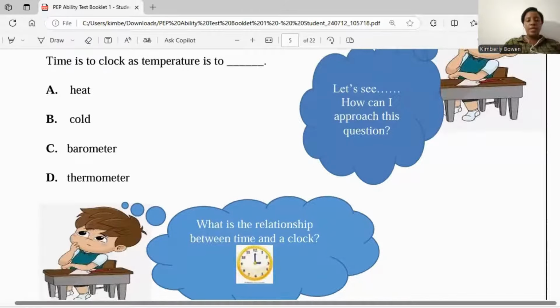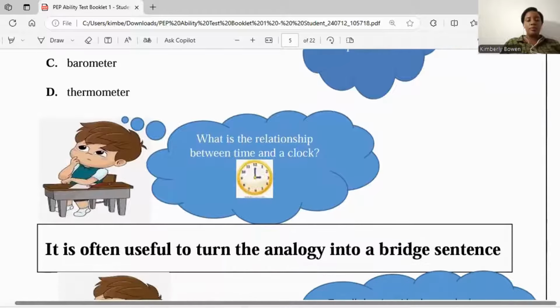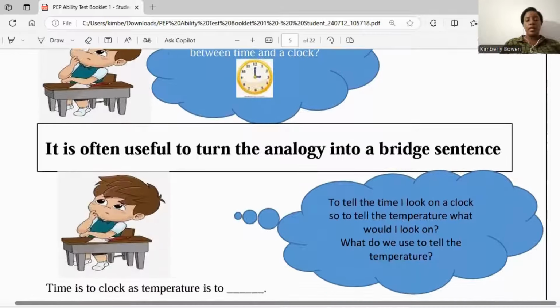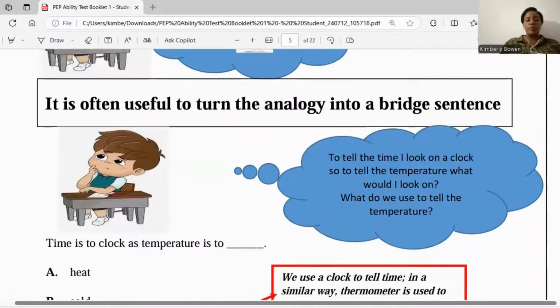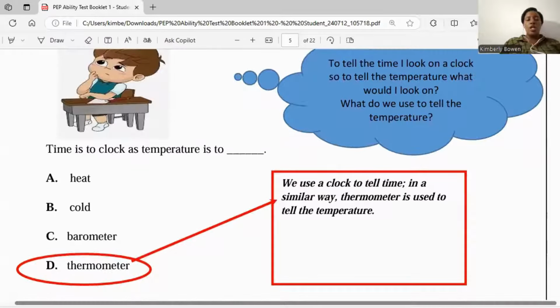What is the relationship between time and clock? It is often useful to turn your analogy into a bridge sentence. Here's our bridge sentence. To tell the time, I look on a clock. So to tell the temperature, what would I look on? What do we use to tell the temperature? So time is to clock as temperature is to thermometer. We use a clock to tell time. In a similar way, a thermometer is used to tell the temperature.